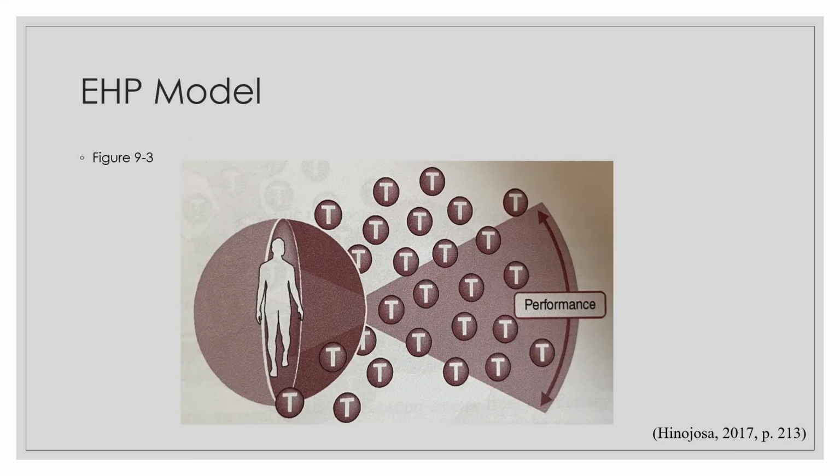This figure is also taken from the Hinojosa book on page 213. There's also one in the text, it's just colored differently. But this time, this figure is including the performance range of a typical person. I just want you to notice and note how the performance range is wider in this figure. We are going to compare that to two other figures in just a moment.